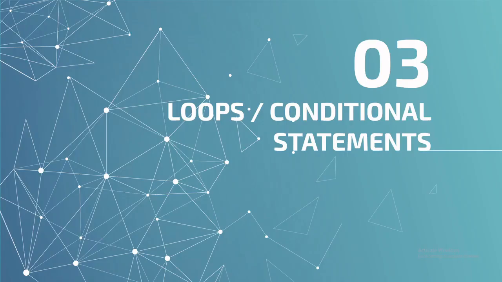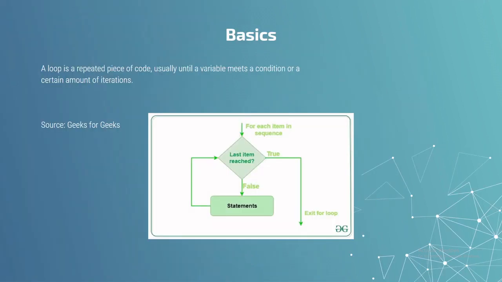The third and final section of this small video will be the loops and conditional statements section of the intro. Loops and conditionals are heavily important to Python because they are the majority of your automation in the early stages. For the basics, a loop, like in real life, is a repeated piece of code, usually until a variable meets a condition or a certain number of iterations. Take, for example, this flowchart, where until you reach an item, you cannot leave the loop. It's like habits, where you cannot stop a task until you have finished.